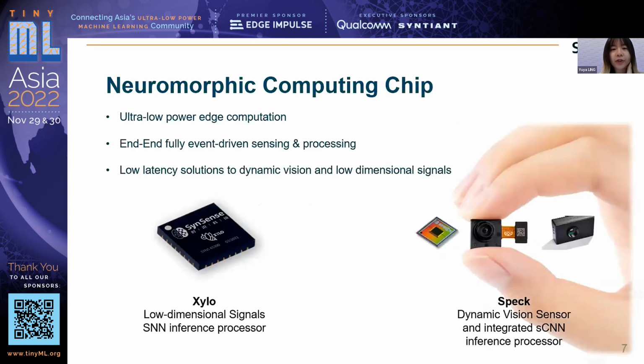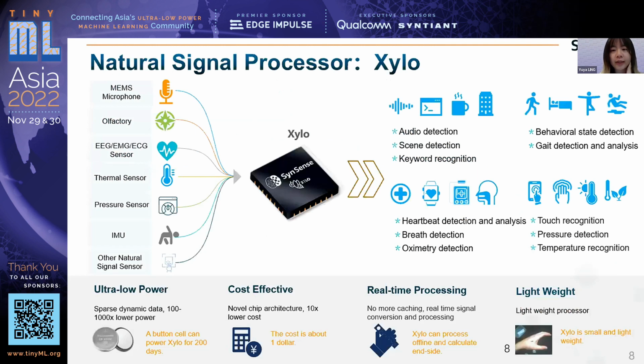Our company produced two different neuromorphic computing chips targeting different signals. One is for the dynamic vision signal, integrating an event-based camera and a neuromorphic processor in a single die. We call this Speck. The other one is Xylo, which is targeted at low dimensional signals, such as audio signals. Xylo is our leading role today. Xylo brings the flexibility of low dimensional signal processing to a microwatt energy budget. It provides capabilities for real-time detection, and it's low cost and lightweight. We can see from this slide that a wide range of low dimensional sensors are expected to be connected to the Xylo chip, like audio sensors, EEG, EMG sensors, thermal and pressure sensors, or IMU sensors, and so on.